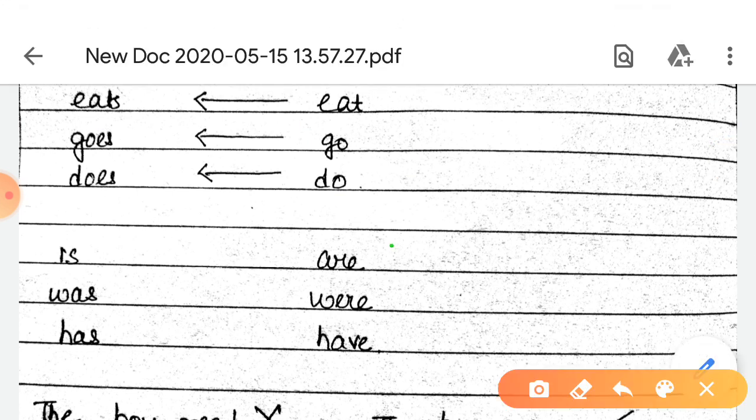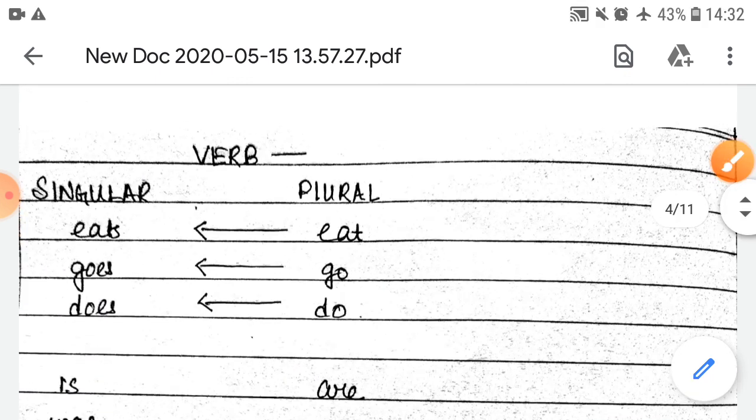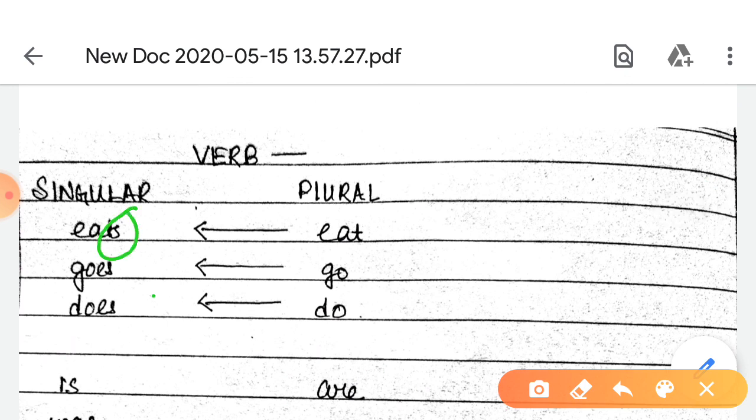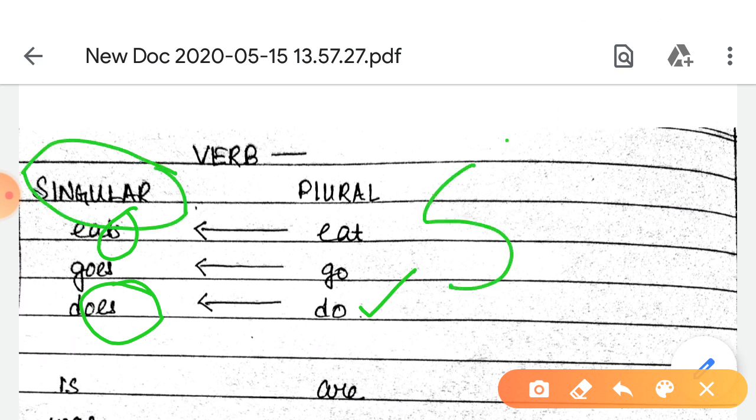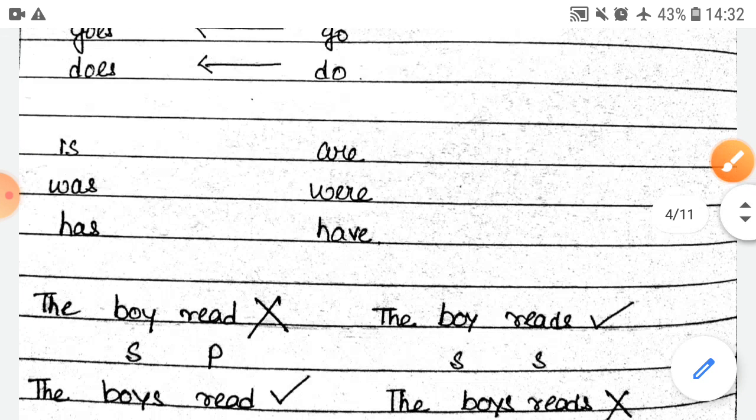And we already know that are is a plural verb, is is a singular verb. Were is plural and was is singular. Have is plural and has is singular. These we already know. But for other verbs, this s or es will be added after this plural verb so that it will be singular. So in case of verb, s or es gets added to become singular. But in noun it is opposite.